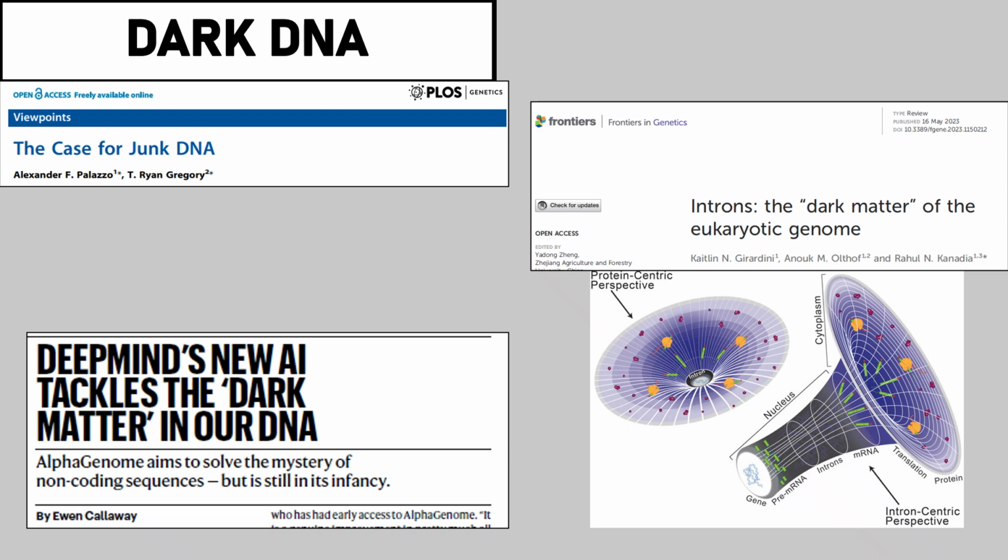Now, some helpful articles. There's a case for junk DNA, which is an overview of the topic of junk DNA, with the admonition that while we are finding that not all junk DNA is junk, it actually can do things, a lot of DNA that is non-coding is likely to remain non-coding, that is, not functional. But that's not the case for everything.